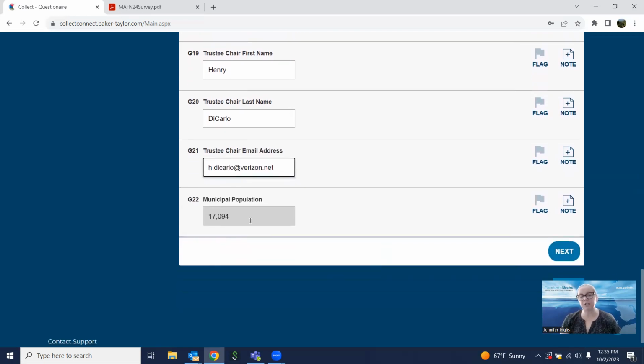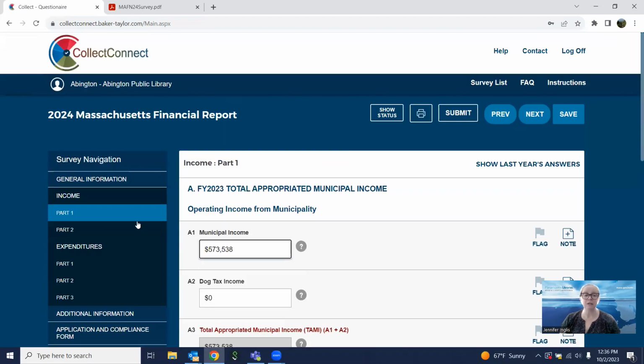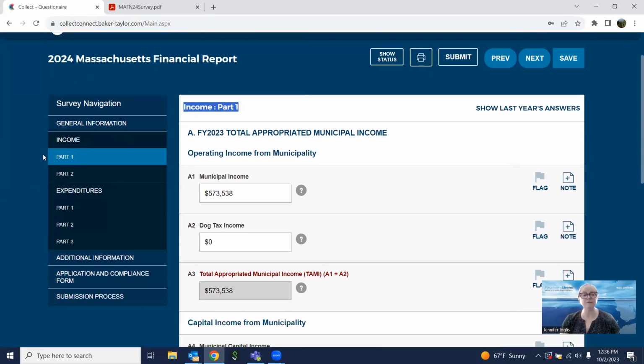And then your population is pre-filled for you. That's determined by the Massachusetts Department of Revenue. So we can't make any adjustments to that. It's pre-populated. Next brings us to the next page. So you'll see up here, we are at income part 1. And then if you look at the navigation bar on the left, you'll see that the part 1 is highlighted here for you. So you can kind of be oriented in 2 different locations.